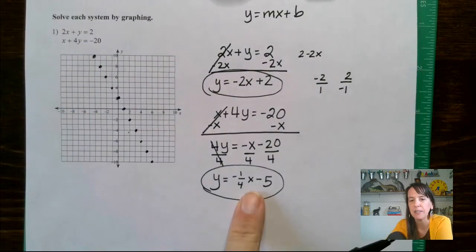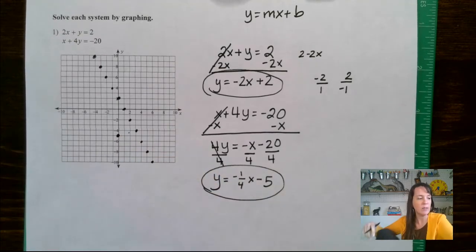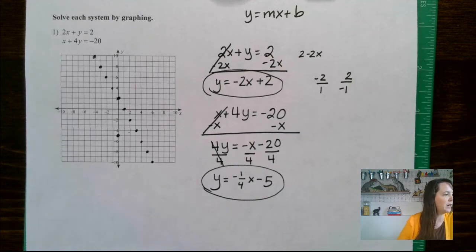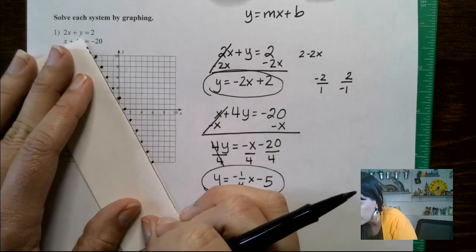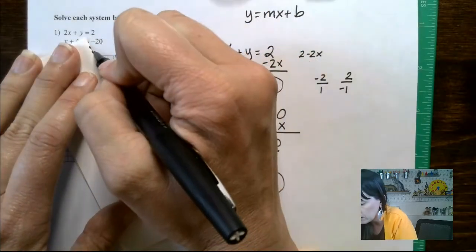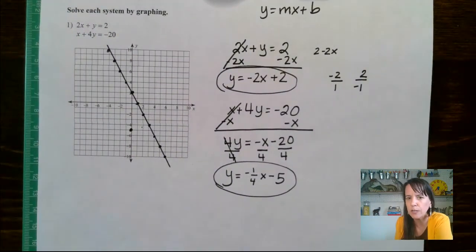Okay, now let's graph this guy. We're going to start at negative 5. That's right down here. Oh, and then we want to use a straight edge to get that nice line in there. You can use a ruler, or I just fold an index card in half, fold a piece of paper in half, something like that. Just really get that straight edge so you get the right answer.